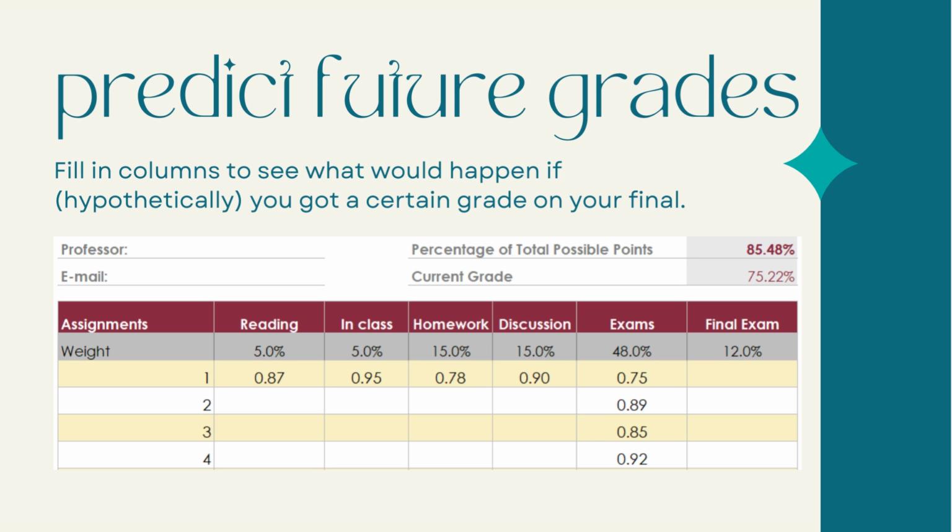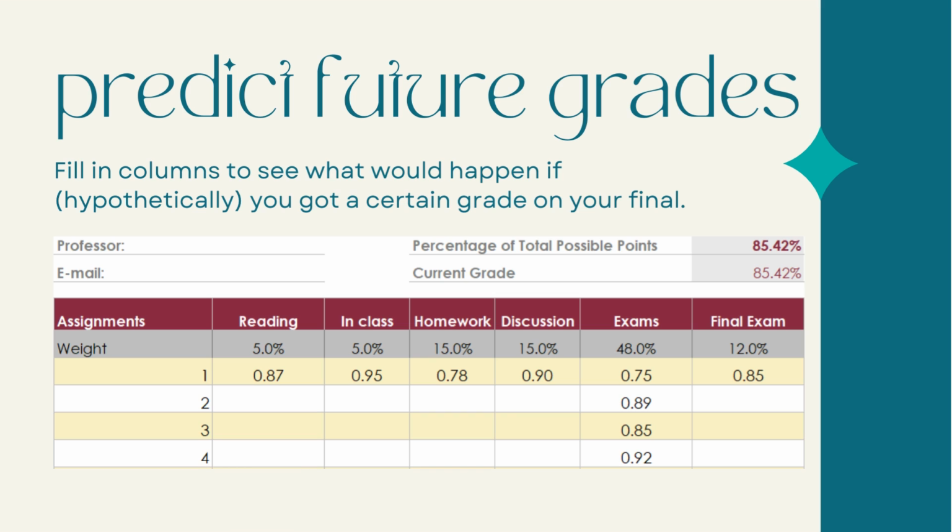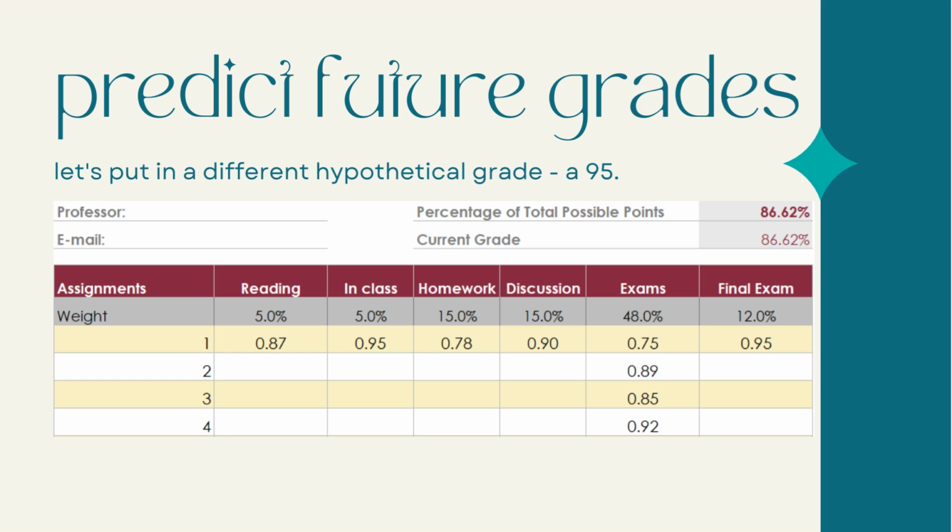Now I've got that, so my percentage of total possible points is an 85. I still don't have my grade for the final yet. I haven't taken the final, right? So let's see what happens if I get an 85 on the final. I went from basically an 85 to an 85 because I got an 85 on the final. Let's see what happens if I get a 90 on the final, or 95. Then I go up to an 86. My grade didn't actually increase very much even though I got a 95 on the final. I'm still getting a B in the course.